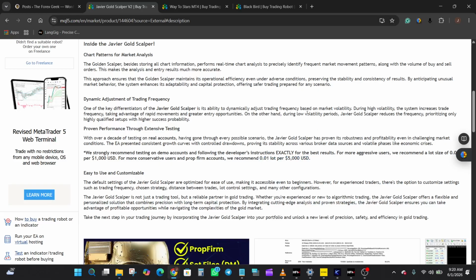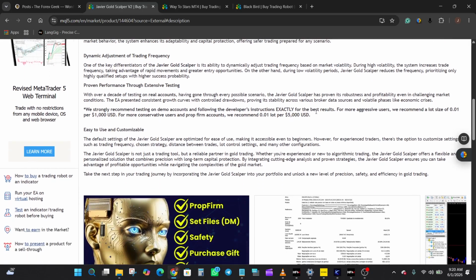Now let's just move over to the historical testing and chart analysis. The developer states that the EA has undergone more than a decade of testing on real accounts across different market conditions. According to the product description, this testing included various market environments and broker data sources with the goal of evaluating robustness and consistency over time.